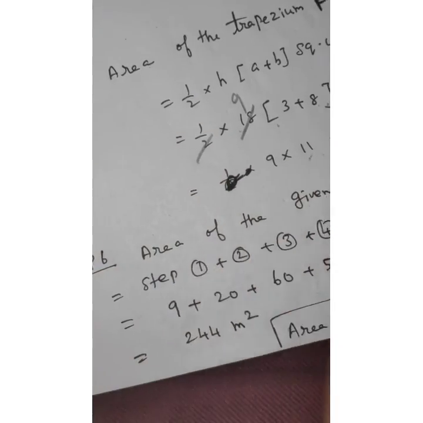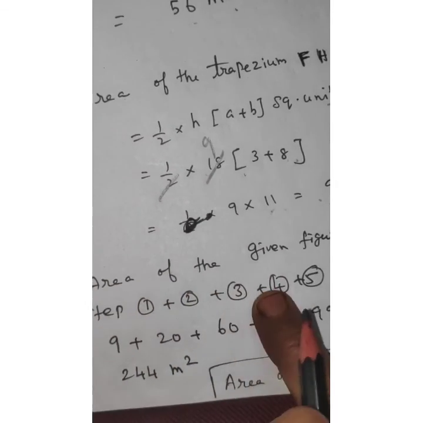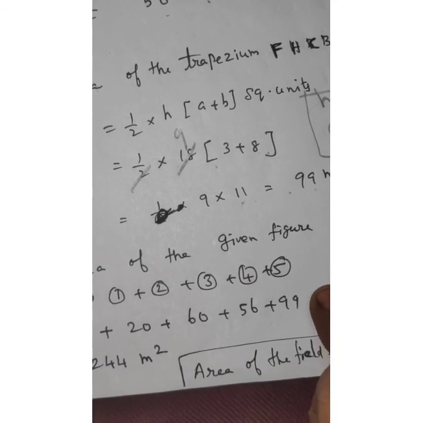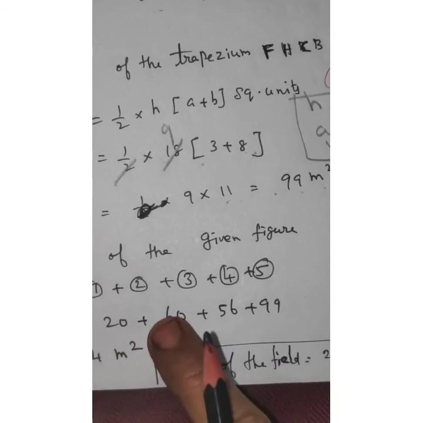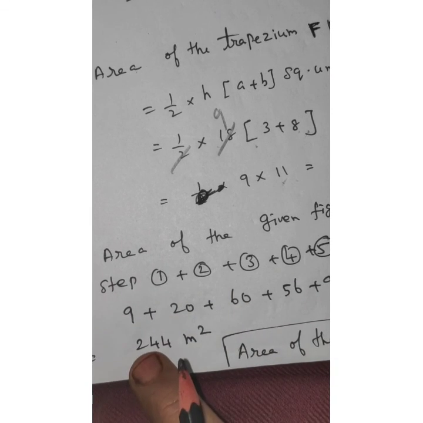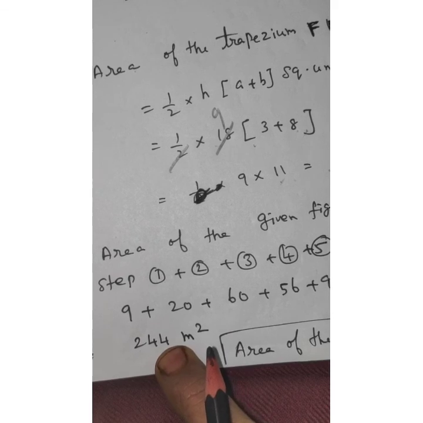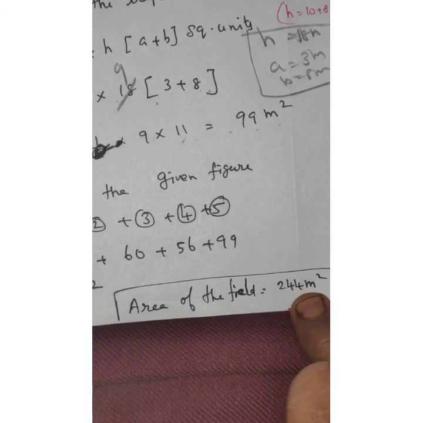So area of the total figure equal to step 1 plus step 2, step 3, 4, 5. Add all the answers and write. The answers are 9, 20, 60, 56, 99. Add and get the answer equal to 244 meters squared. Therefore, area of the field equal to 244 meters squared. Very, very easy sums.